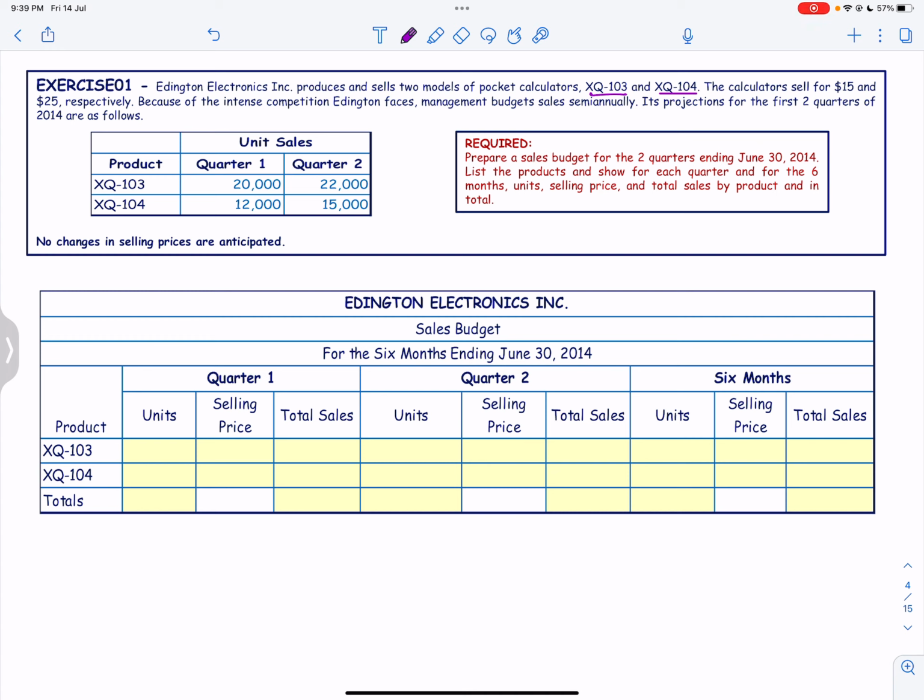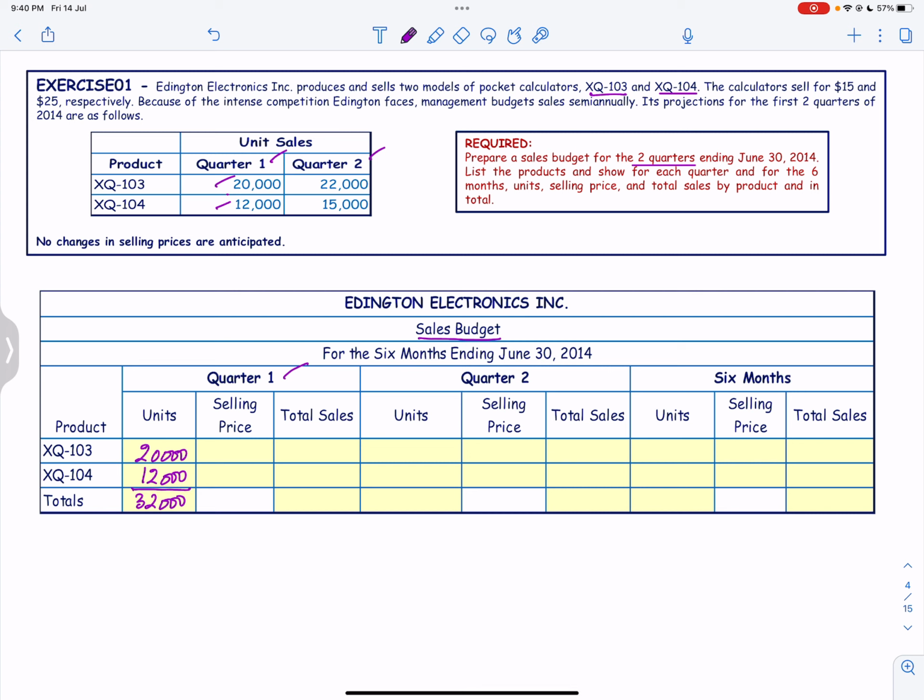We have the sales for the first quarter and the second quarter, and we are required to prepare a sales budget for the two quarters ending June 30. List the products and show for each quarter and for the 6 months units, selling price, and total sales by product and in total. So we start with the sales budget obviously, and we are going to look into the units in quarter number 1, that is 20,000 and 12,000. So the total comes out to be 32,000.